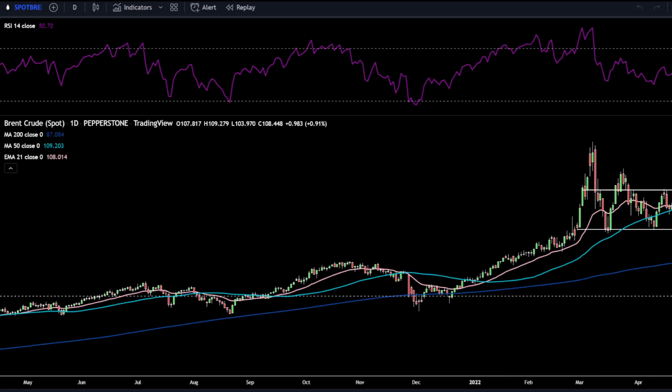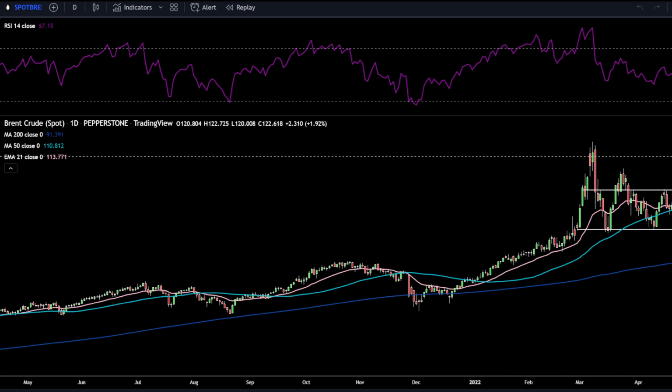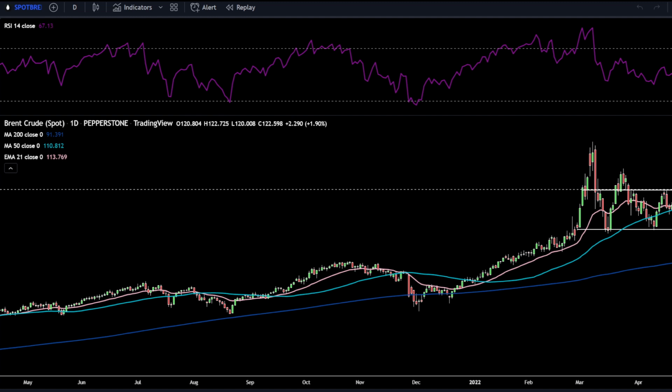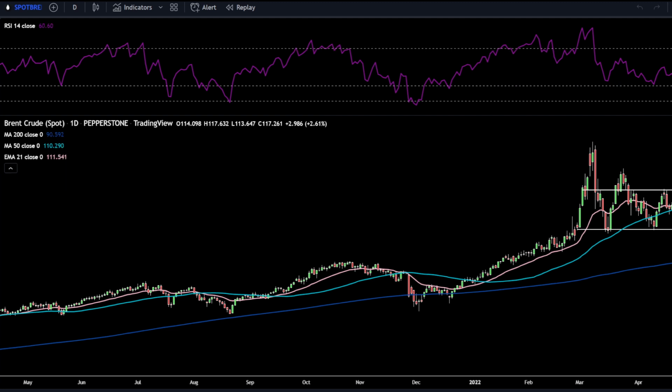Spot Brent, obviously the oil embargo from the EU has taken a bit of supply offline, and that's caused this. We had the break through the topside of that range at 115. Now it's continuing. I'd say the next level I'd be watching is this 125 level here as resistance. The RSI is pretty close to overbought, so that remains to be seen.